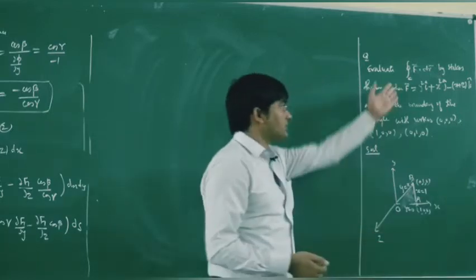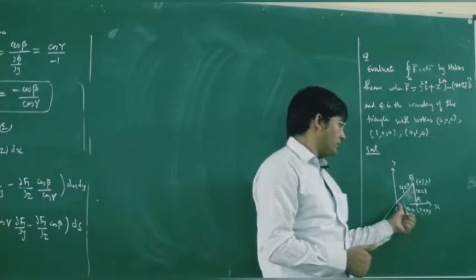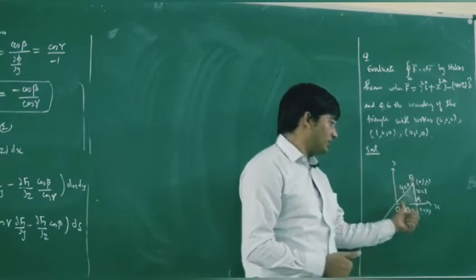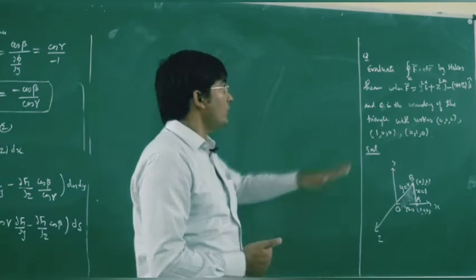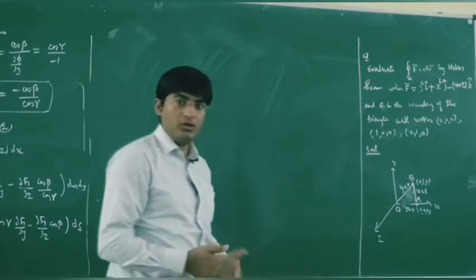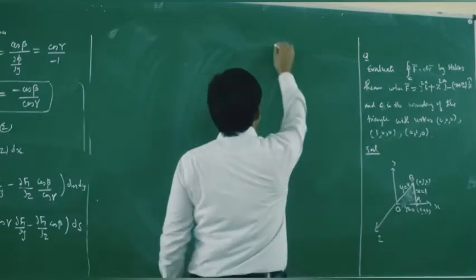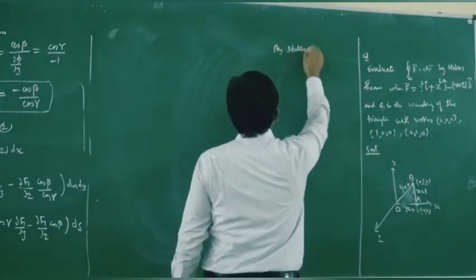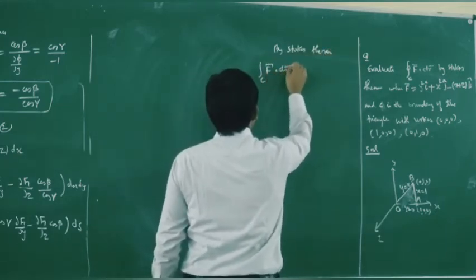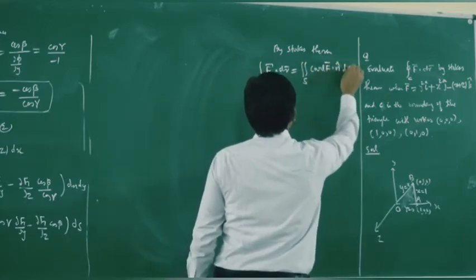Now if you want to evaluate this line integral directly, then take this line OA, then we will take the line integral along AB, then the line integral along BO. But here we have to evaluate this line integral with the help of the Stokes theorem. So that means we will use the surface integral. So solution, let us find out by Stokes theorem: your line integral over C of f dot dr will be equal to the double integral of curl f dot n ds.